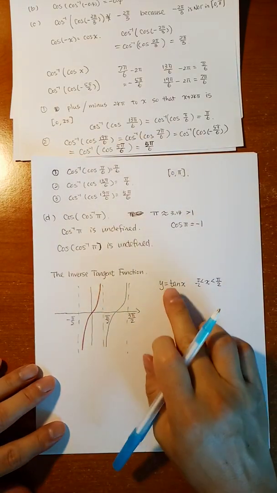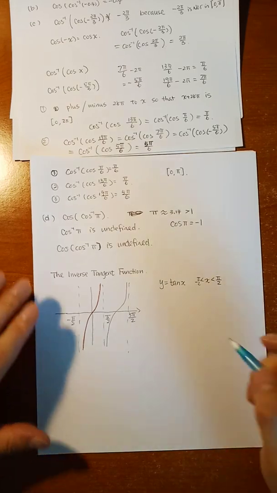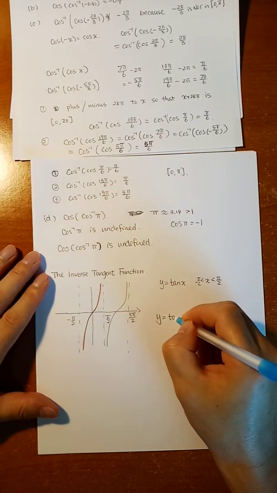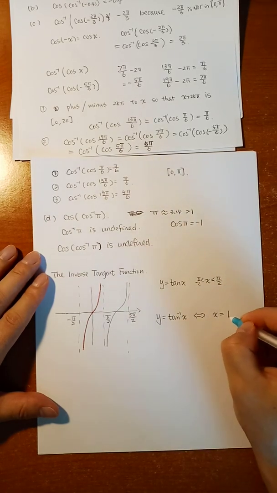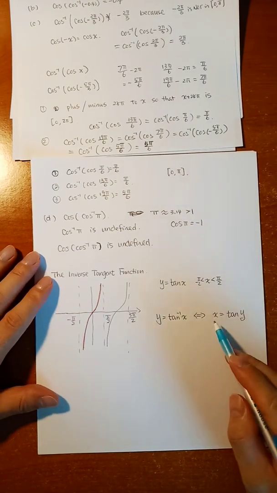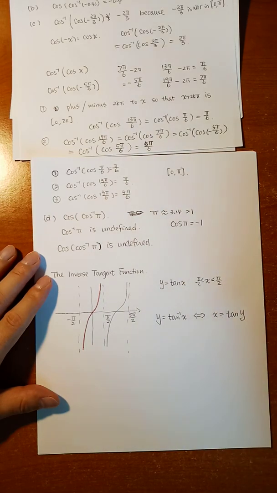Okay, so we choose tangent of x between negative pi over 2 and positive pi over 2. And then we define its inverse. So y is tangent inverse of x if and only if x is tangent of y.